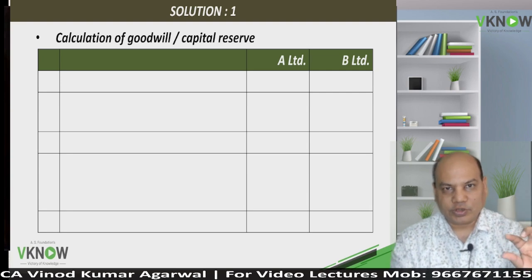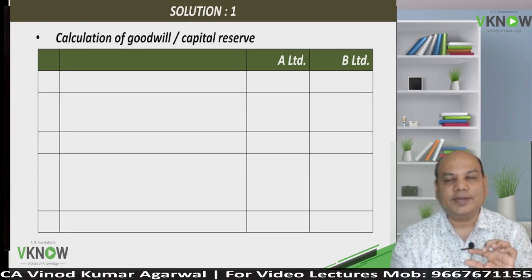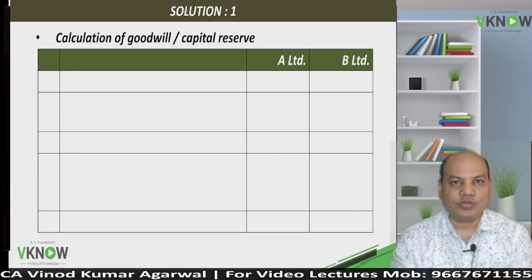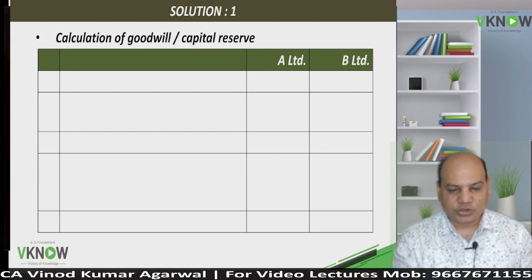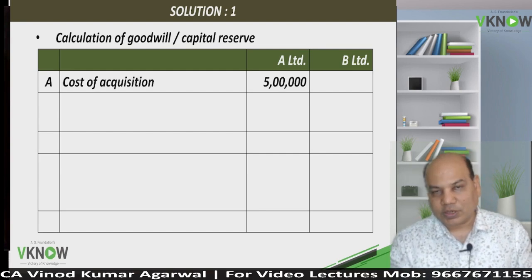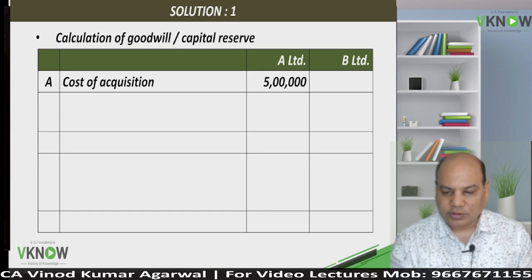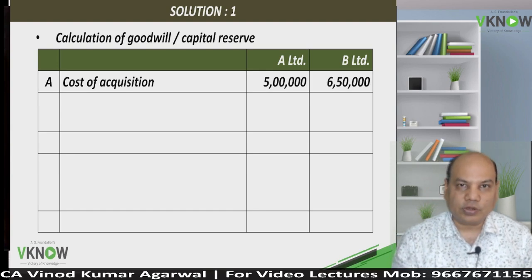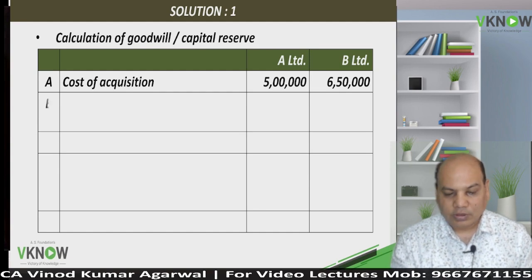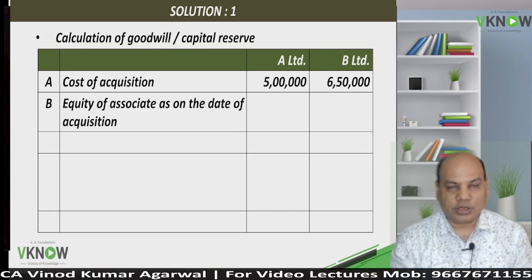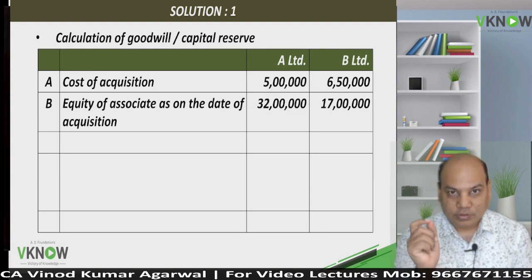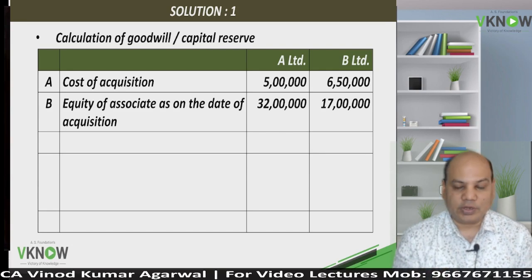We have to compare cost of acquisition with the share in net asset of the associate on the date of acquisition. Cost of acquisition versus share in net asset. So cost of acquisition is 5 lakh for A, 6,50,000 for B, given in the first and second line. Point number B, equity of the associate on the date of acquisition. Equity means net asset, share capital and accumulated reserve. And the good part is that 32 lakh and 17 lakh are given in the problem.